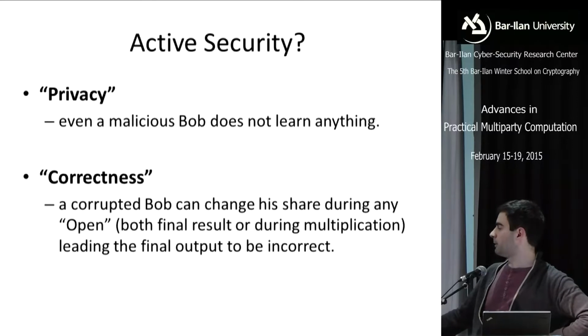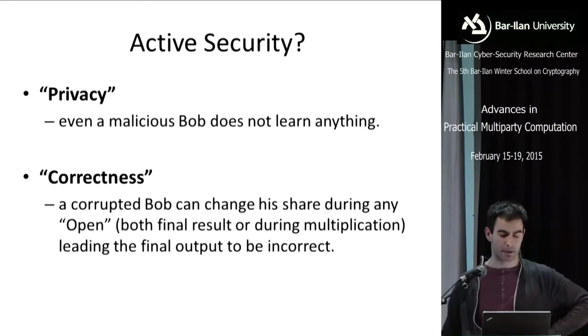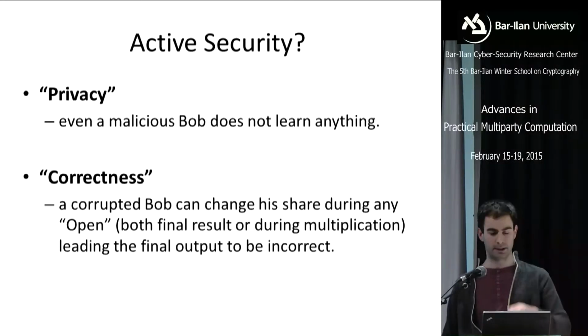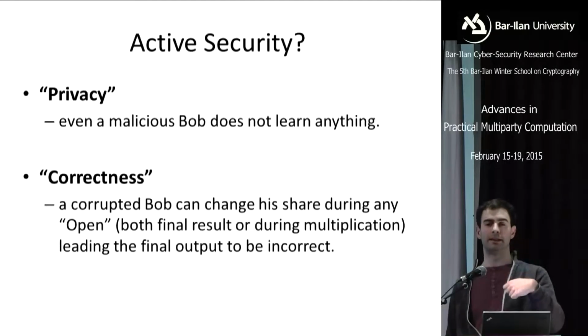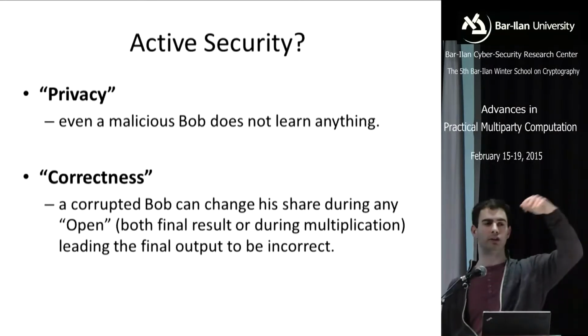But of course, correctness is a big problem because a corrupted Bob can change his share during any of the opening phases, which is the same as adding errors to any wire.